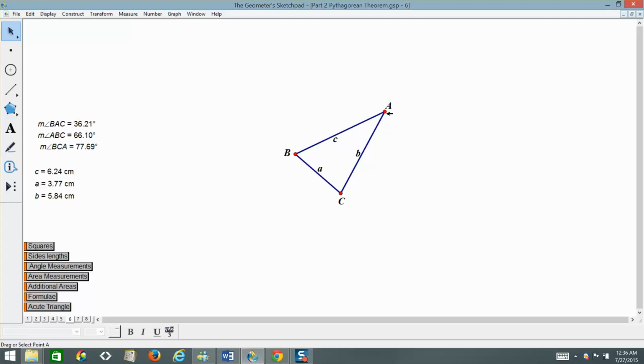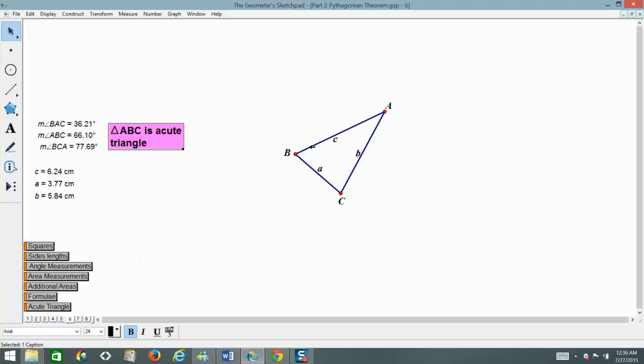Angle A is 36.21 degrees. Angle B is 66.10 degrees. And angle C is 77.69 degrees. All these angles are acute angles. So based on these angles, what is the type of this triangle? Yes, because all of the angles are acute angles, this triangle is an acute triangle.